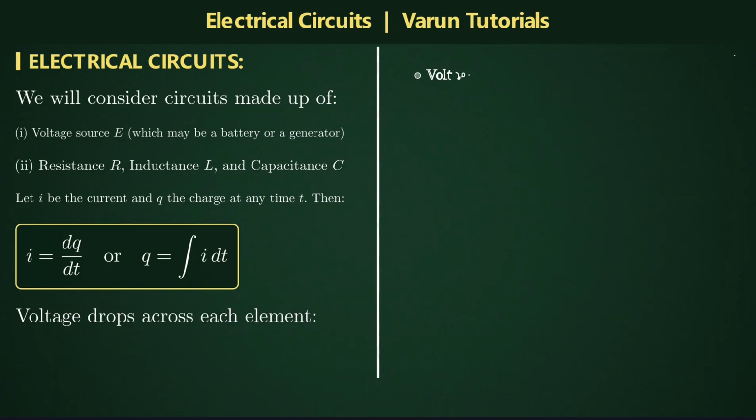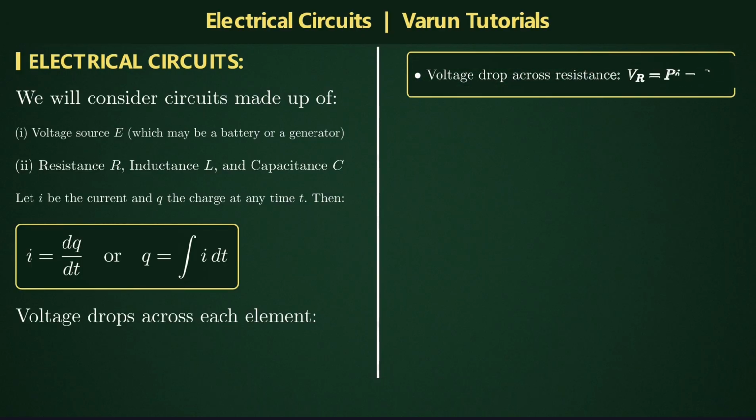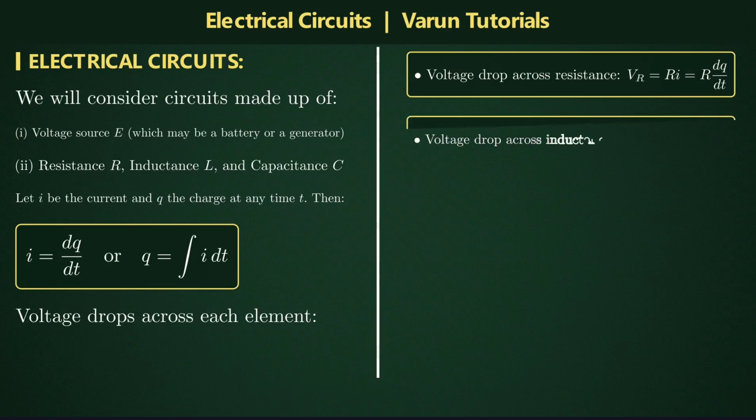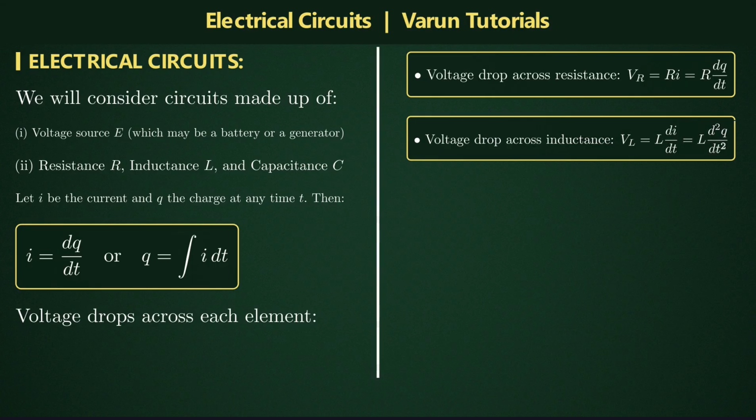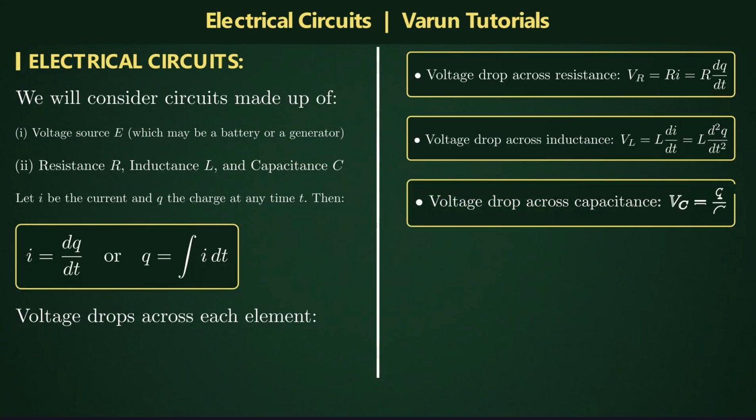Let's write down the voltage drops across each circuit element. The voltage drop across resistance is R times I, which can also be written as R times dQ/dt. The voltage drop across inductance is L times dI/dt, or L times the second derivative of Q with respect to t. The voltage drop across capacitance is Q divided by C.